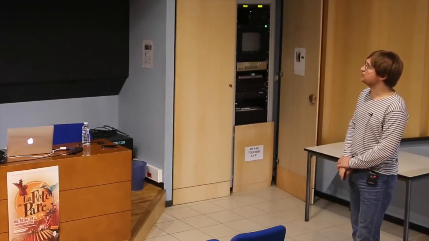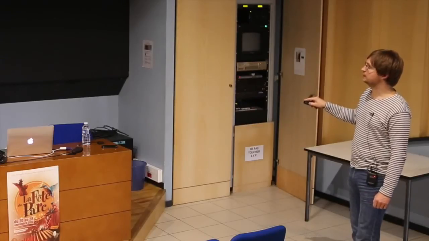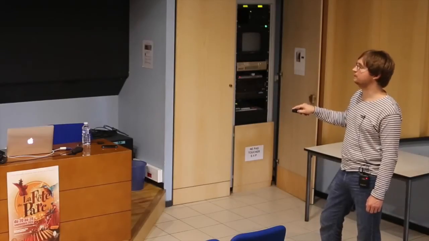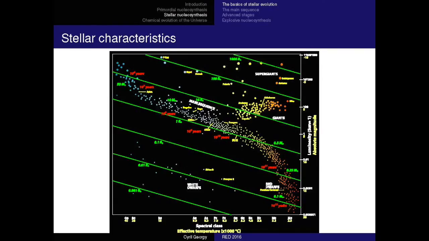The sun is somewhere at 1 solar luminosity and at roughly between 5,000 and 6,000 degrees here. So the sun is this star here. You have different kinds of stars. The typical masses are indicated here as well. You see that low mass stars tend to be cooler and less luminous than the sun. Hot stars tend to be more luminous than the sun and with slightly higher masses.